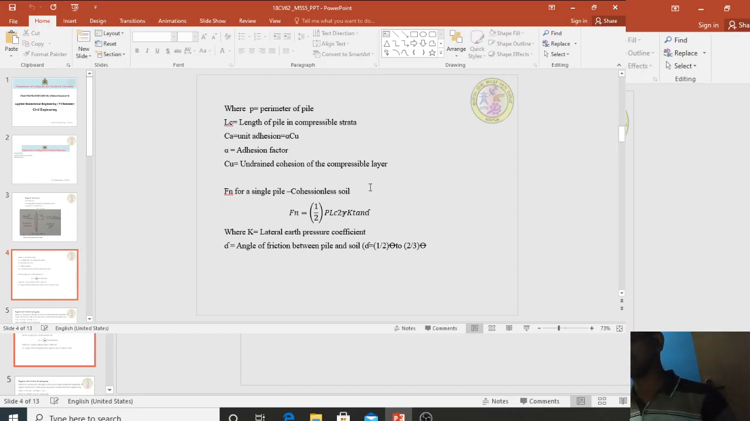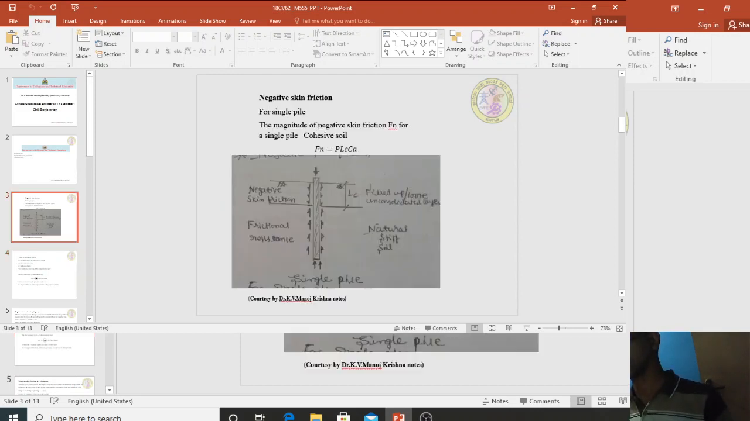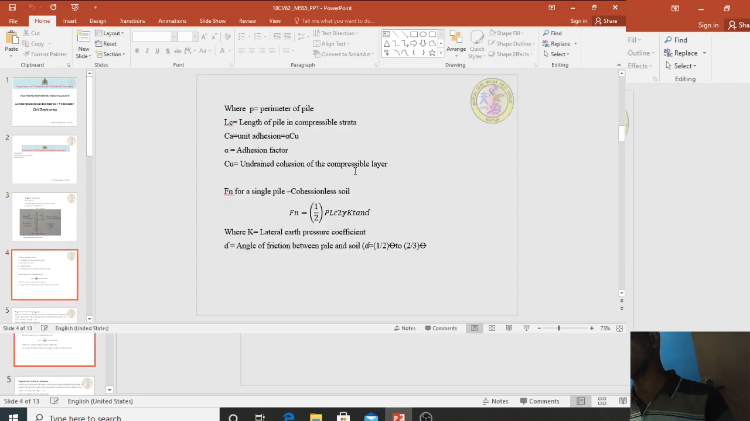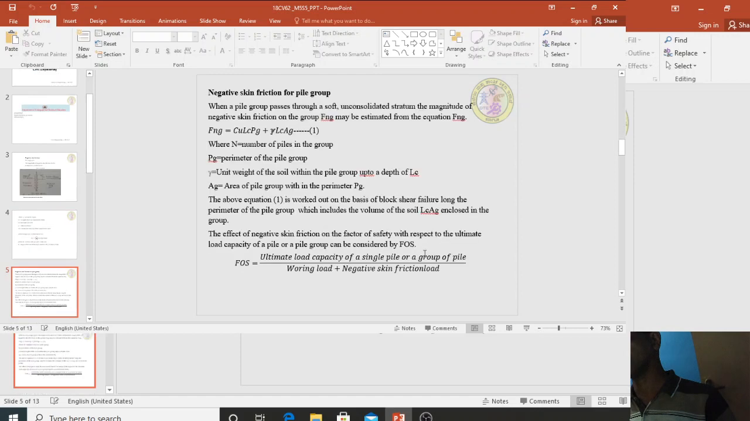This is for cohesive soil, clay. For a single pile in cohesionless soil, Fn = half × P × Lc² × gamma × K × tan delta, where P is the perimeter of the pile, Lc is the length of the pile in the compressible layer, gamma is the density, K is the lateral earth pressure coefficient, and tan delta is the angle of friction between the pile and the soil, where delta is equal to half of theta to 2/3 of theta.